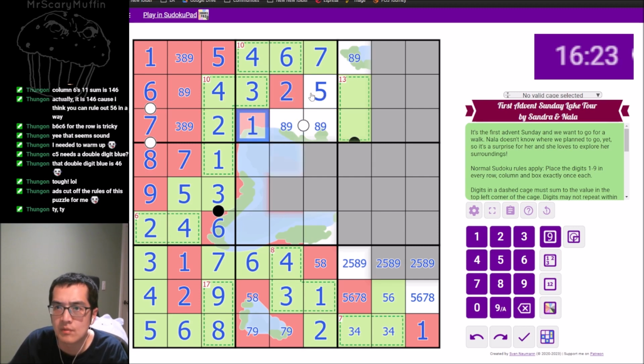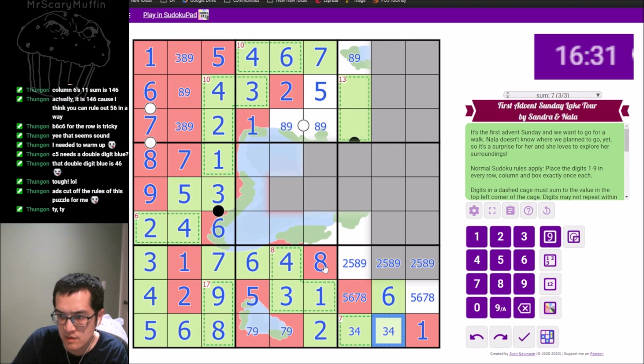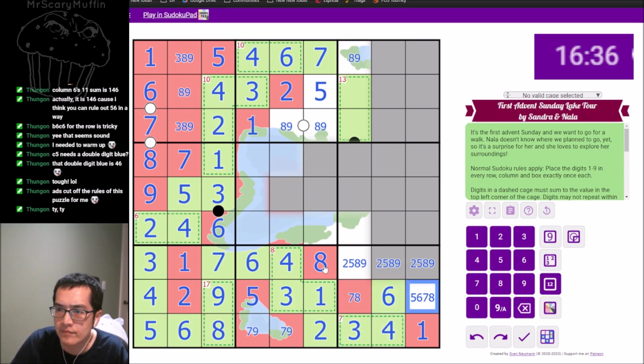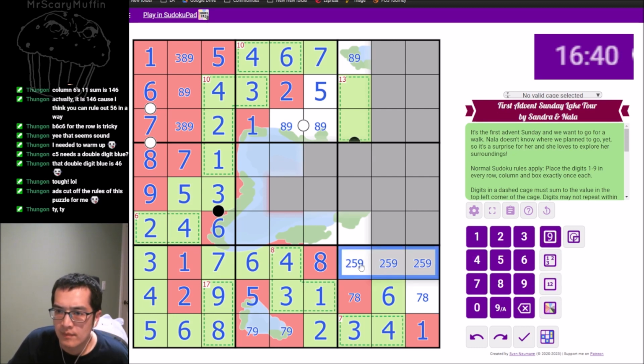So it's a 2 and a 1. There, that puts an 8 here, and that's a 5 here, that's a 6 here, which means this is a 4, and that's a 3. 6, we can remove all the 8s from here. 9, 8.